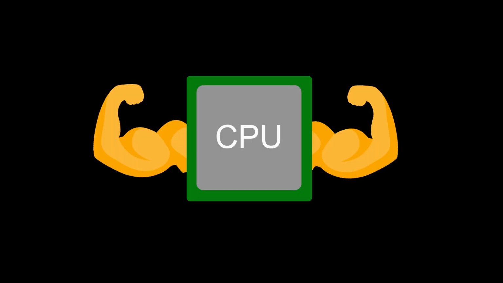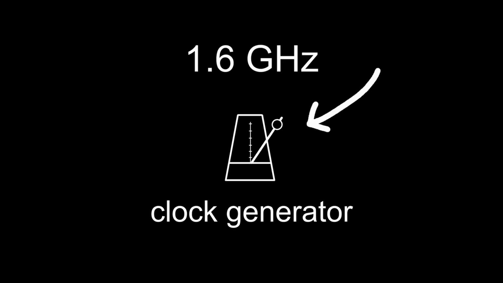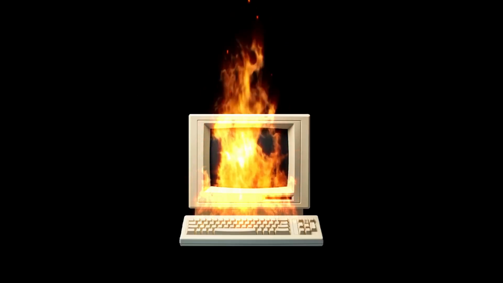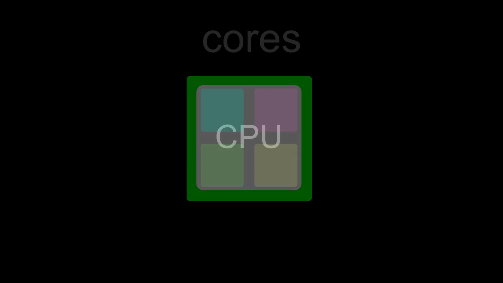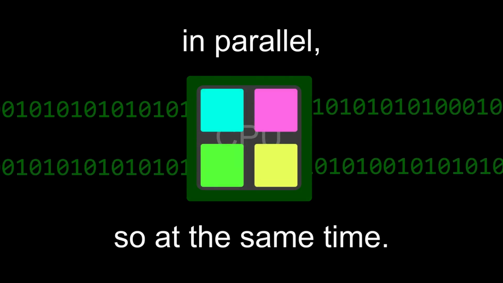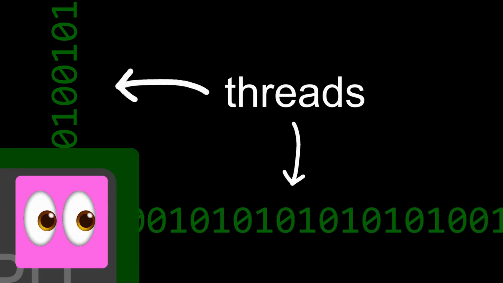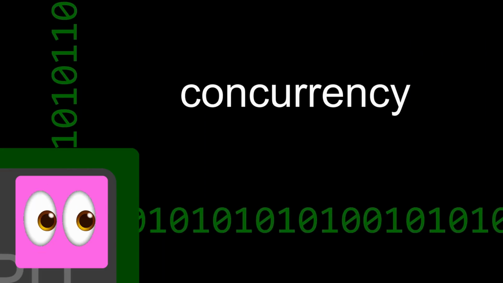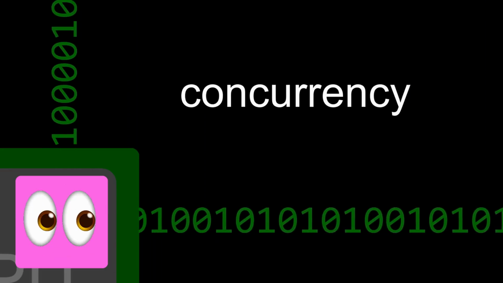Oh yeah, did I mention that this happens really fast? Modern CPUs can do billions of cycles every second, which are coordinated and synchronized by a clock generator. The speed of this clock is measured in gigahertz, and people often overclock their CPUs to improve performance, which is nice but might just set your PC on fire. What's even crazier though is that a CPU has multiple cores, which can all execute different instructions in parallel, so at the same time. Each core can also be split into multiple threads, which allows every single core to handle multiple instructions concurrently, so switch between them really quickly.